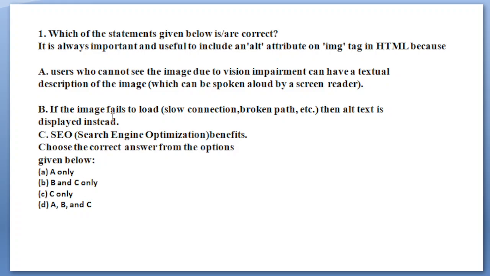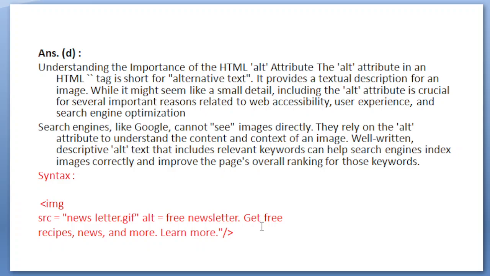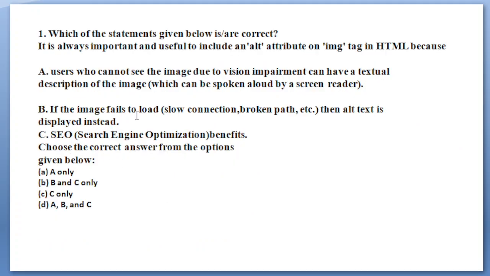Option B says, if the image fails to load due to slow connection or broken path, then alt text is displayed instead. This is another important feature of the alt attribute. If there is a slow network connection, or if the given path is not accurate or is a broken path, then what will happen? The text we have given in the alt attribute will be displayed. As per these keywords, the image is described.